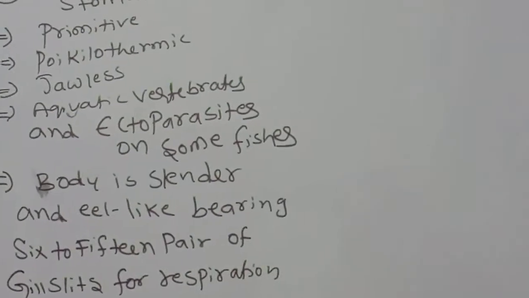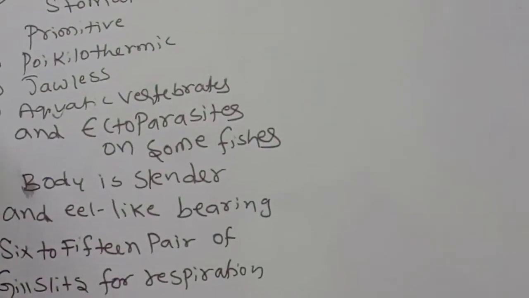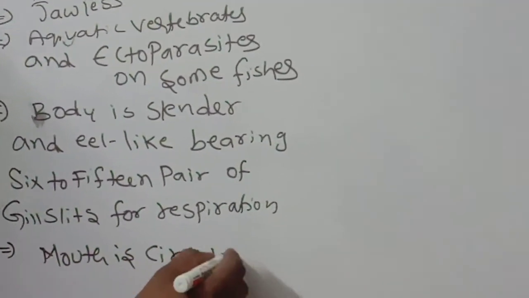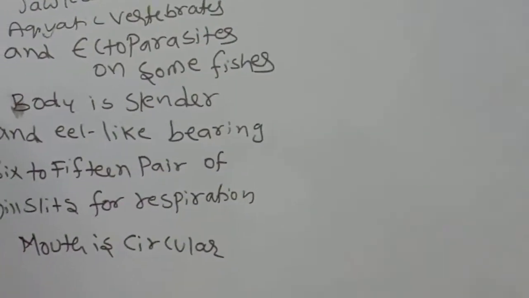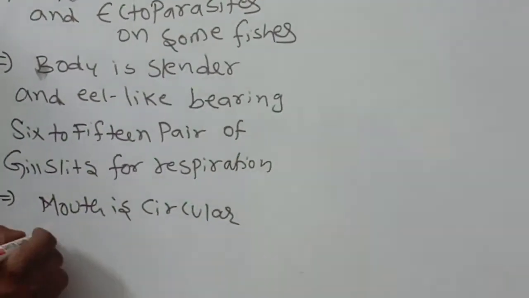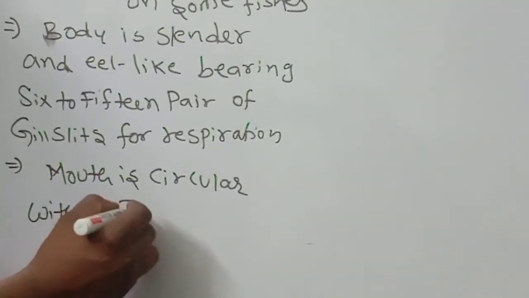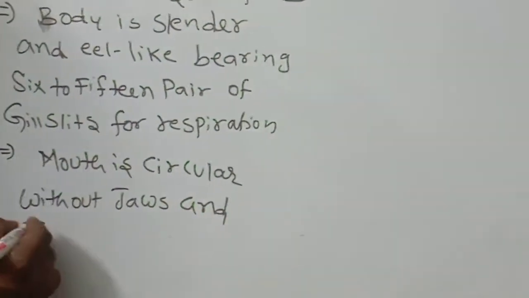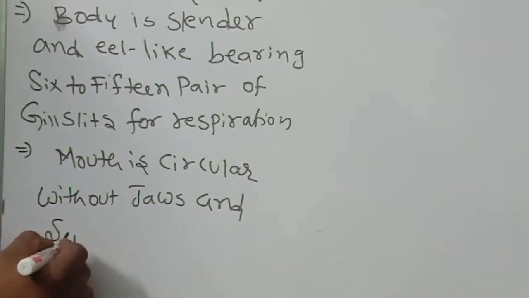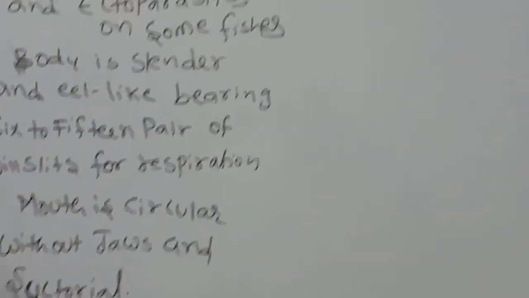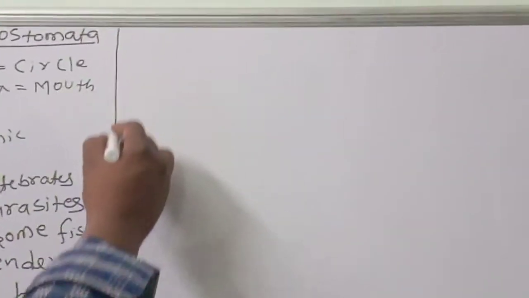Next, another important one. Mouth is circular. You know very well, mouth is circular. The next important thing to remember is that the mouth is circular without jaws, and suctorial. This point you should remember.